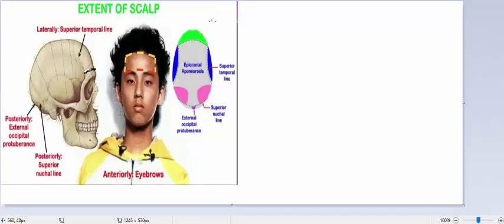So guys, starting with scalp, let's deal with the extent of the scalp. Starting with the skull, if you see the extent, the scalp extends from the supraciliary line anteriorly. So here there are supraciliary arches anteriorly.